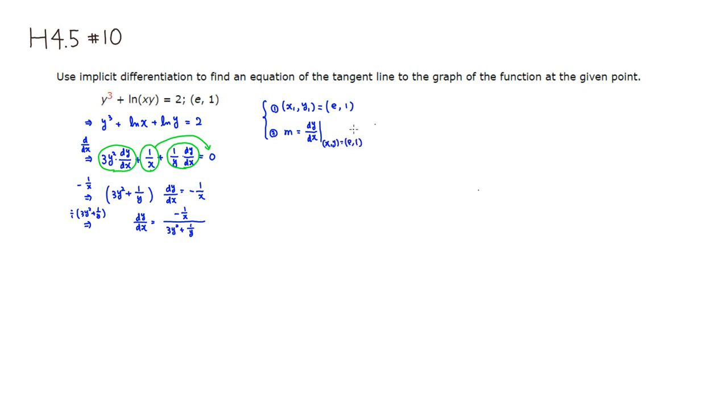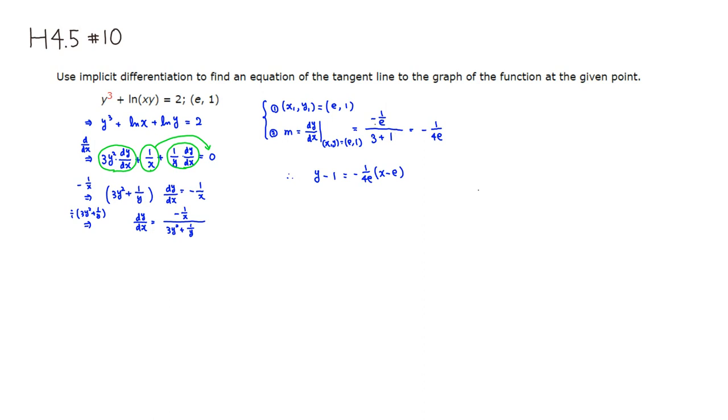e comma 1. On top you have negative 1 over x, which is e. Then 3 times 1 squared is 3, plus 1 over 1, which is 1. So you get negative 1 over e, divided by 4, so negative 1 over 4e. Therefore, the equation is y minus y1 is equal to negative 1 over 4e times the quantity x minus x1, which is e.